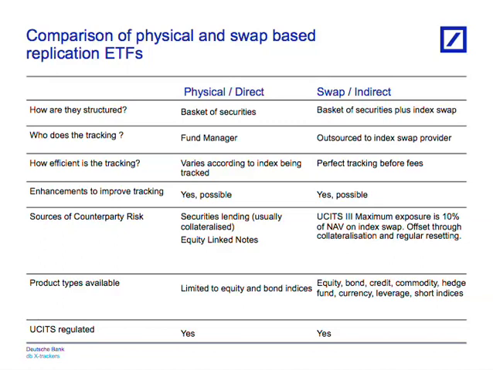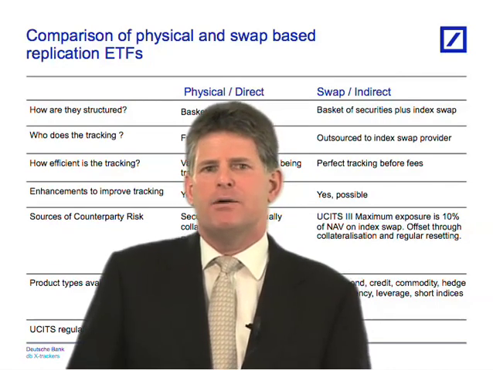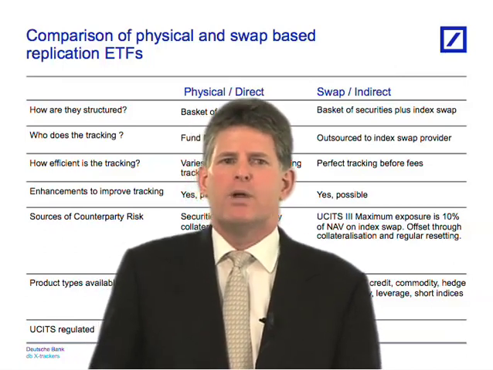Both structures are capable of generating enhancements and can do so. And within the terms of UCITS 3, there are restrictions in terms of the maximum amount of counterparty exposure that can exist in an index swap structure. And as I've explained, this can be offset through collateralization and regular resetting.